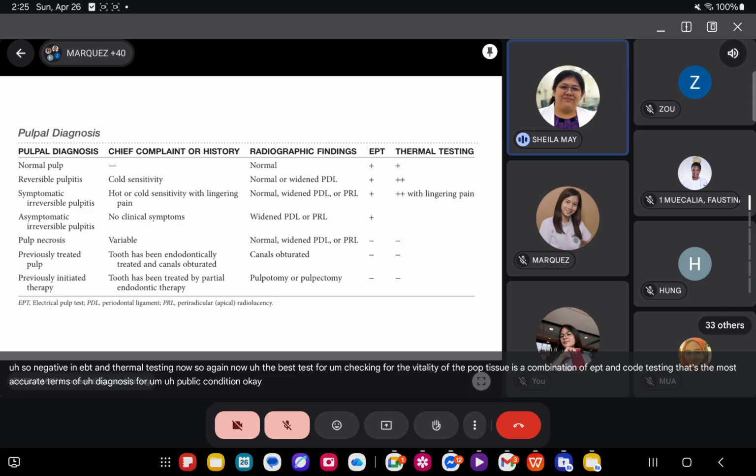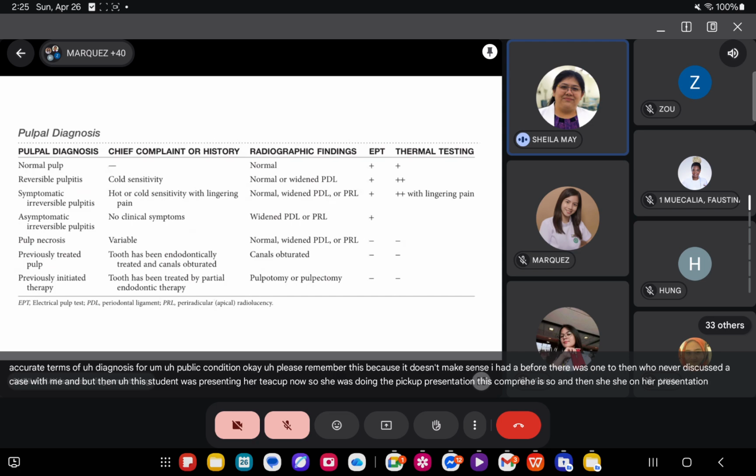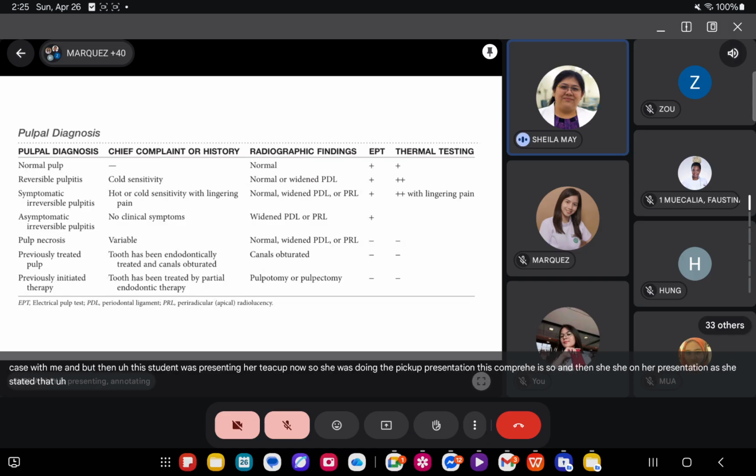Okay, please remember this, because it doesn't make sense. Before, there was one student who never discussed a case with me, but then this student was presenting her TCAP. No, she was doing the TCAP presentation. This is a compre case. In her presentation, she stated that the chief allowed her to do pulp extirpation upon meeting the patient as an emergency endodontic management, and that's perfectly fine.